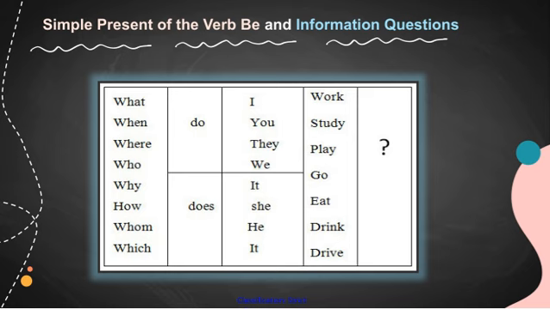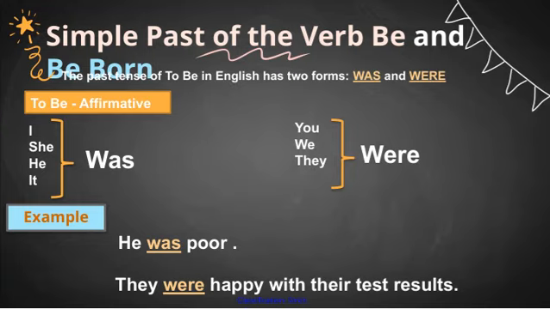Now, let's look at some examples with the past tense of to be. First, we see were. This is used with plural subjects or you. For example, they were happy with their test results. It means that in the past, they felt happy about their scores.